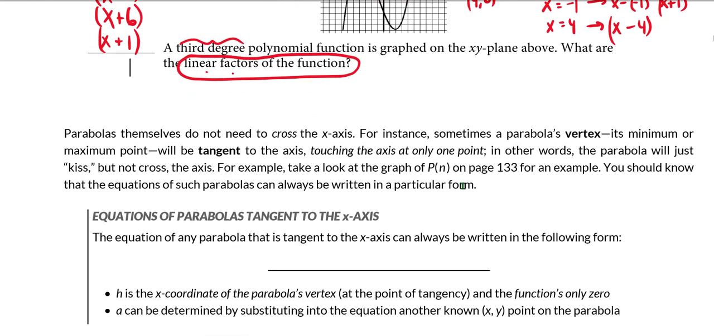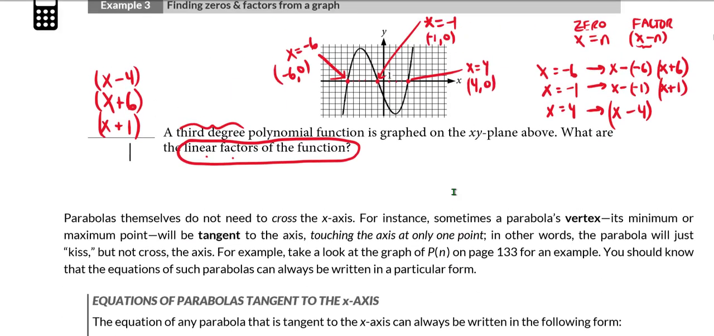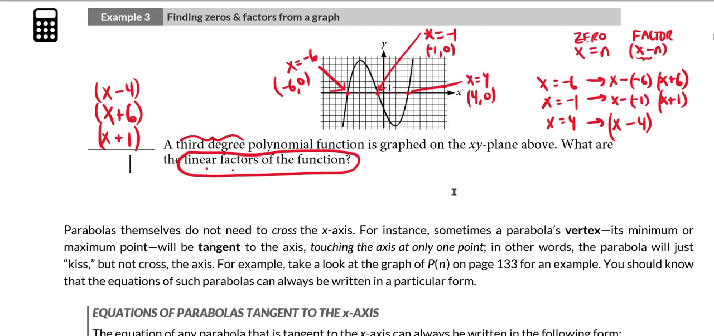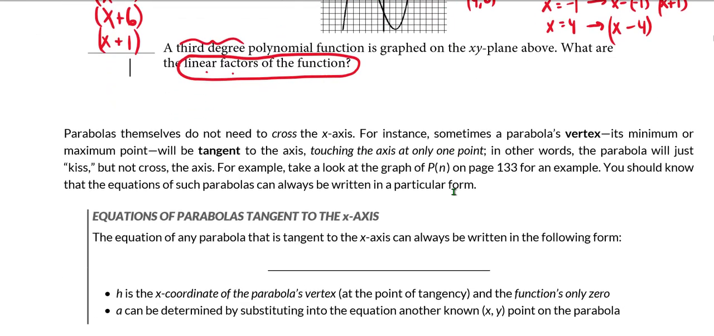Keep in mind that parabolas do not need to cross the x-axis. Parabolas actually can touch the x-axis at only one point. So we've seen a couple of parabolas that look like this, but remember that parabolas can also come down. They can touch the x-axis. In other words, the vertex can lie right on the x-axis. Some parabolas will not touch the x-axis at all. We are going to discuss all of these variations, all of these possibilities.